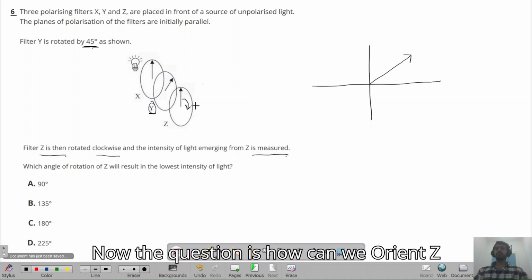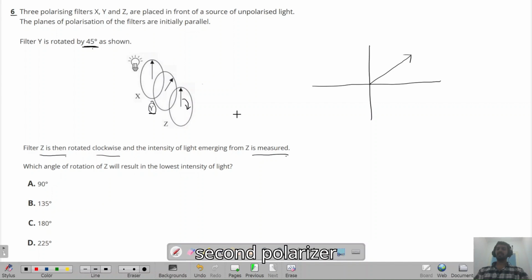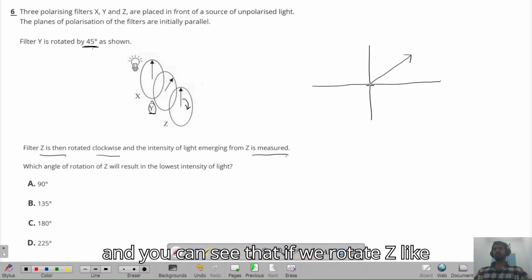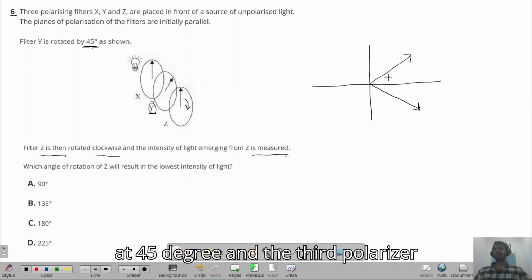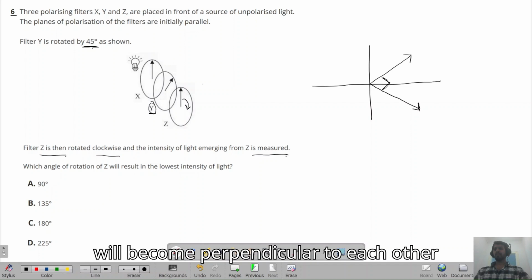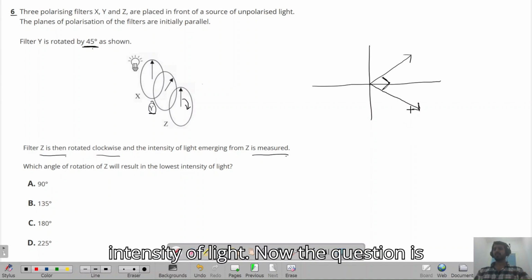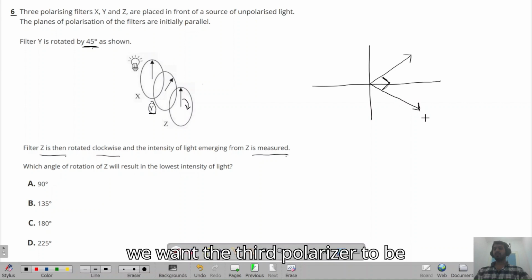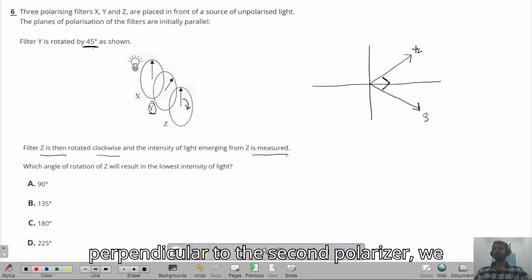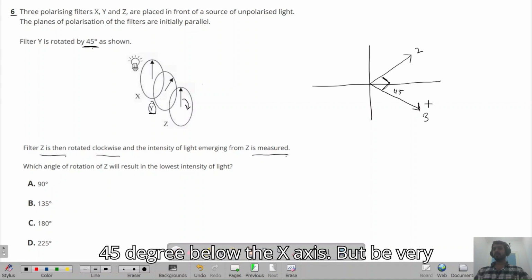Now the question is, how can we orient Z so that it becomes perpendicular to the second polarizer? You can see that if we rotate Z like this, then the second polarizer at 45 degrees and the third polarizer will become perpendicular to each other, and they will block all of the light, right? So we will see the minimum intensity of light. Now the question is, what is this angle? So if this is 45 and we want the third polarizer to be perpendicular to the second polarizer, we need to rotate it by 45 degrees below the x-axis.